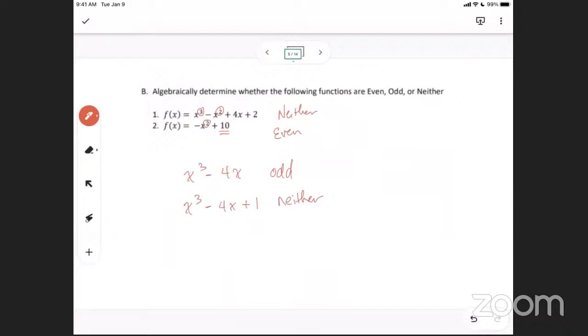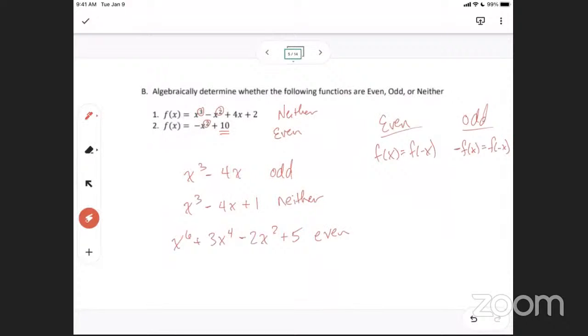Okay, makes sense. So if you had x to the 6th plus 3x to the 4th minus 2x squared plus 5, this would be even, because you only have even exponents and the constant doesn't have an impact on it. And the reason for that is because for even functions, the definition is that f of x equals f of negative x. And for odd functions, the definition is negative f of x equals f of negative x.